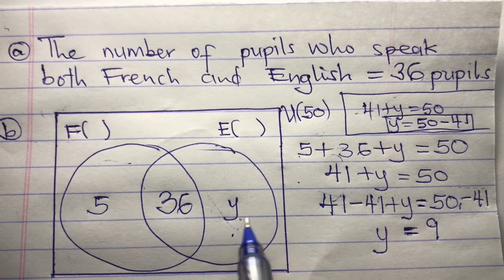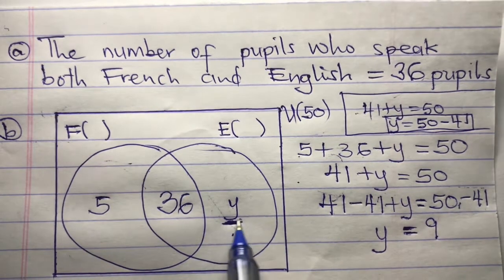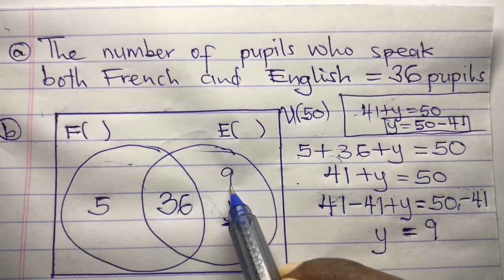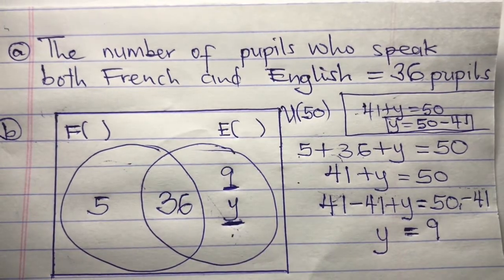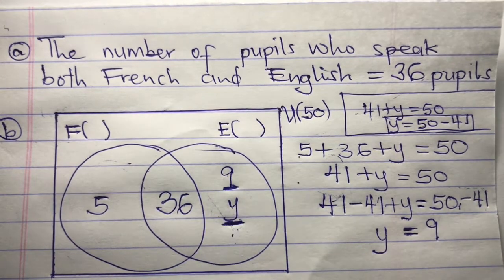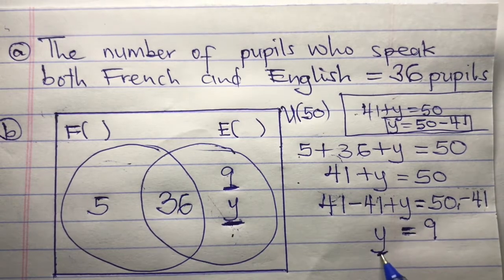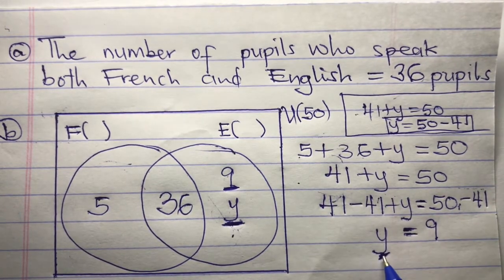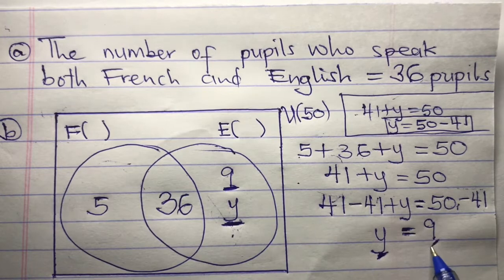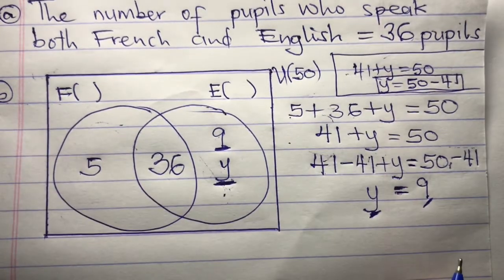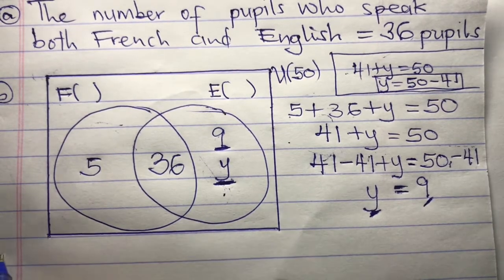So over here, this y, which is representing the number of students who speak English only, is now 9. That is what we have. So y is equal to 9. The y here is now 9. Have you followed? So we've been able to calculate the number of students who speak English only, and we have it to be what? 9. So those who speak English only is what? 9.